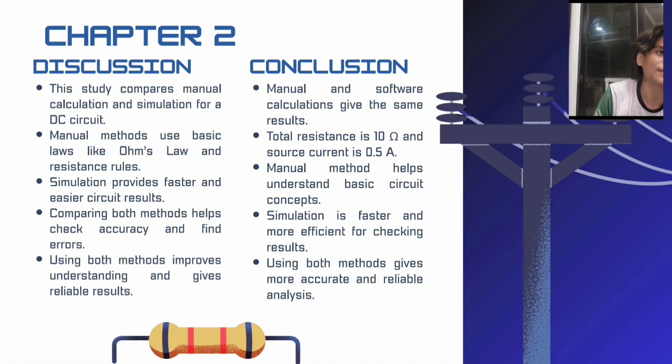The next slide is for the discussion and conclusion. For the discussion, this study compares manual calculation and simulation for a DC circuit. Second, the manual method uses basic laws like Ohm's law and resistance rules. The simulation provides faster and easier circuit results. Comparing both methods helps check accuracy and find errors. So by using both methods, we improve understanding and give reliable results. For the conclusion, manual and software calculation give the same result. Total resistance is 10 ohm and source current is 0.5 ampere.